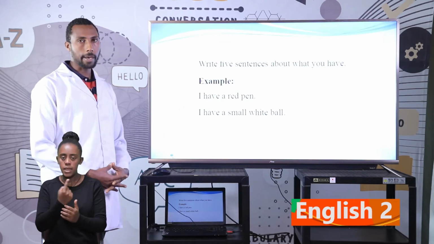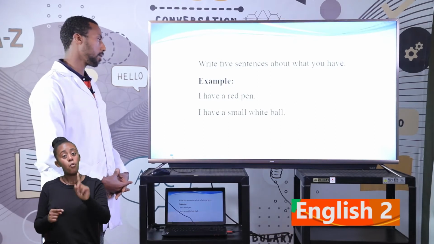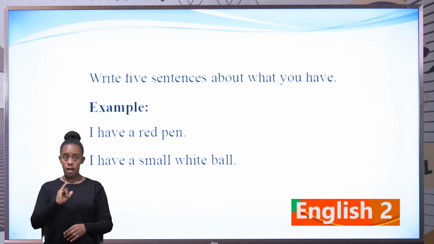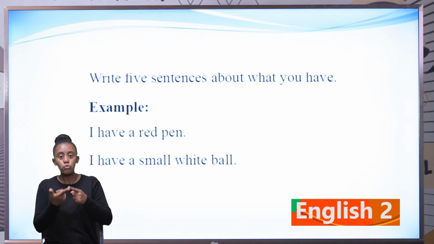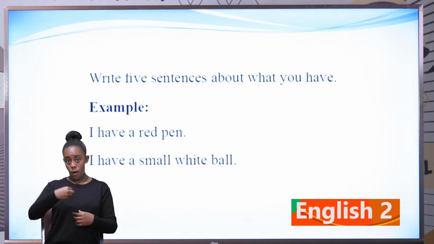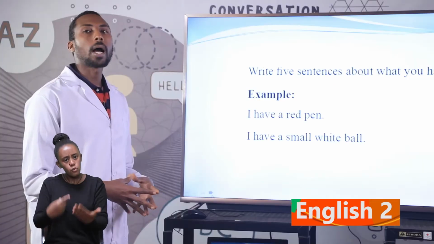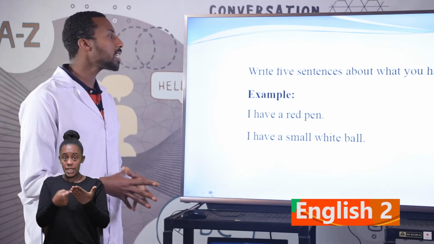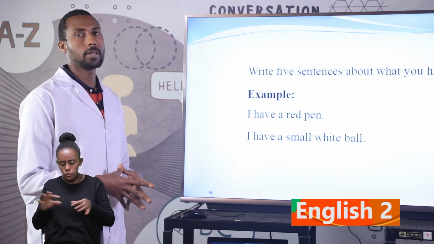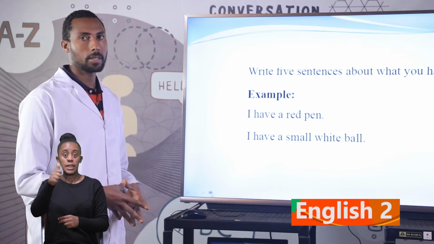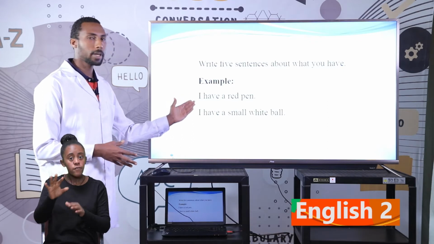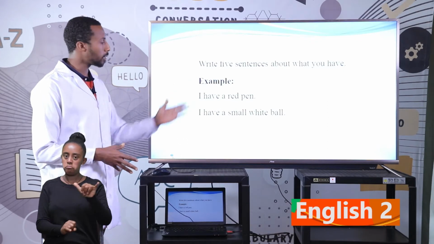Example number 1 says, I have a red pen. Example 2, I have a small white ball. According to these examples, you must create 5 sentences about what you have. I give you 10 seconds for this question. You have to create 5 sentences in terms of the 2 examples.